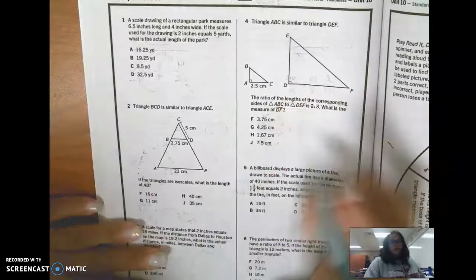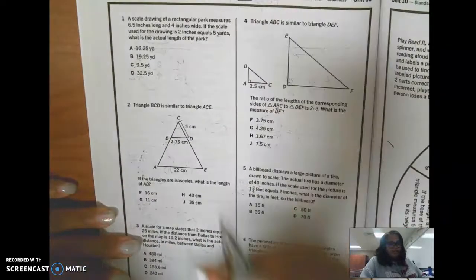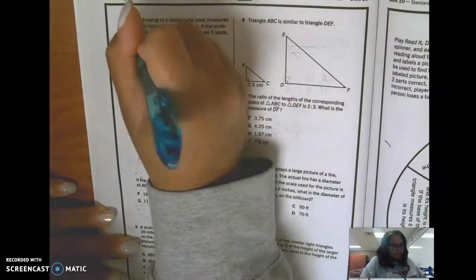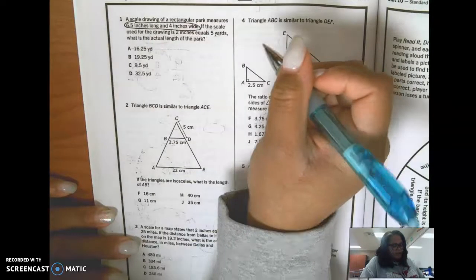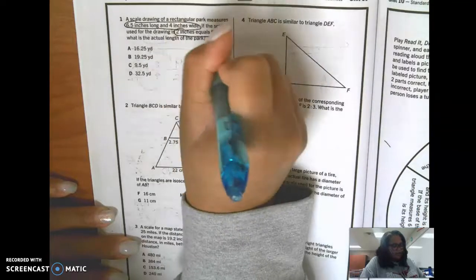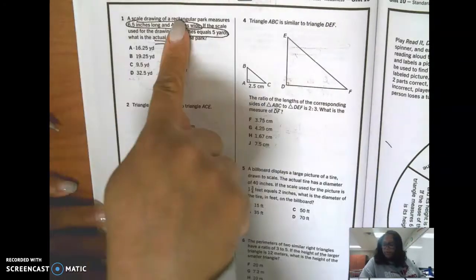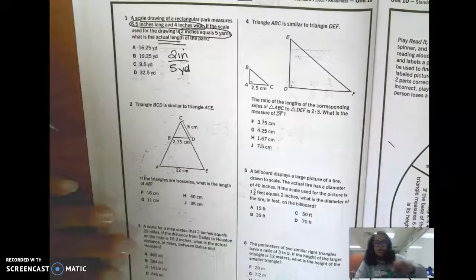A scale drawing of a rectangular park measures 6½ inches long and 4 inches wide. If the scale used for the drawing is 2 inches equals 5 yards, there's my rate. 2 inches is 5 yards. What is the actual length? So I really didn't need both of these. I only needed the long side. So that's 6½.